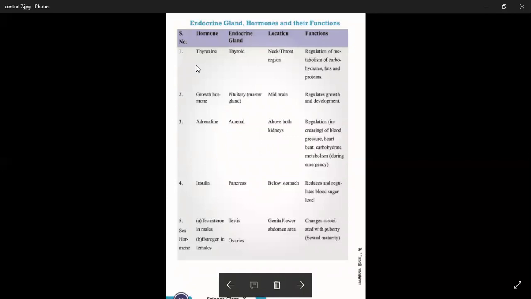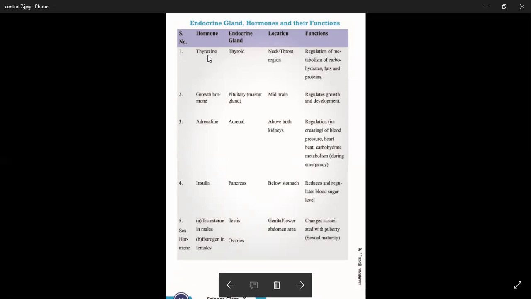Now the first hormone here, thyroxine hormone. It is secreted from the thyroid gland. The thyroid is present in the neck and throat region, and thyroxine hormone regulates metabolism of carbohydrate, protein, and fat. Thyroxine is an iodine containing hormone.